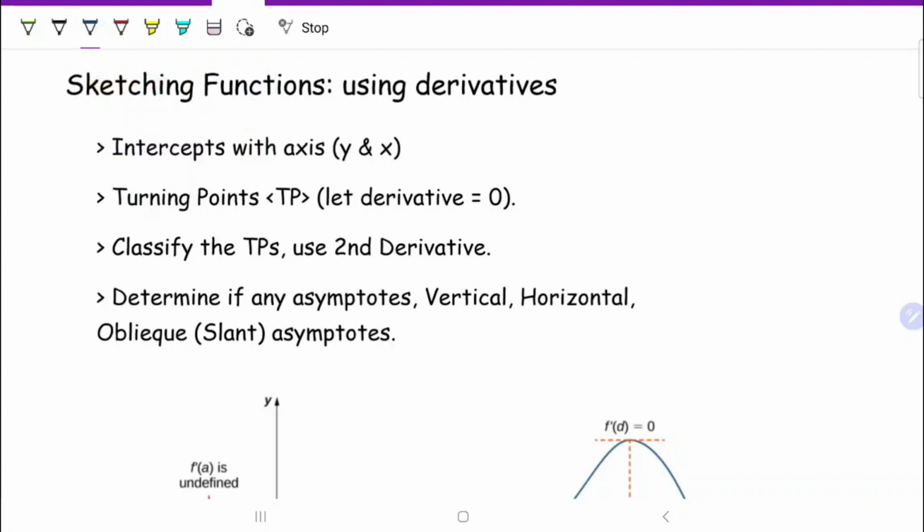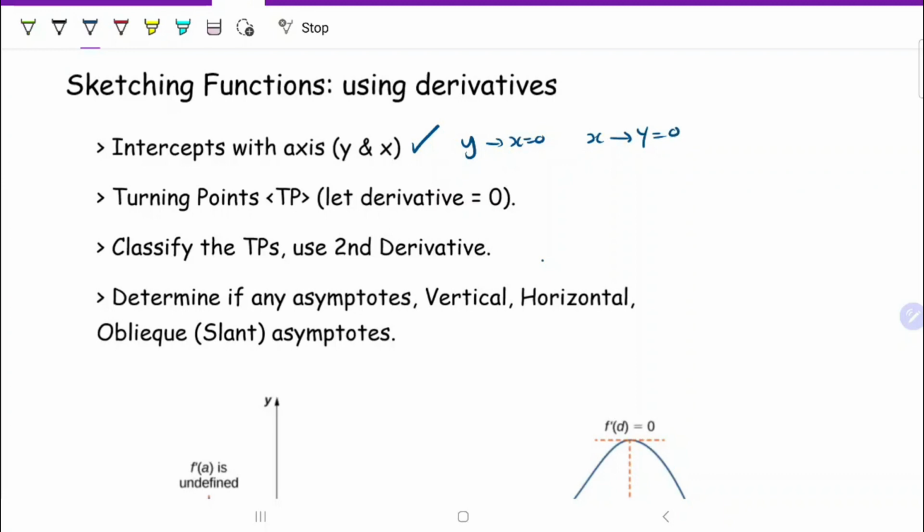So the first thing that I'd recommend that you do is to find the intercepts with the axes. Normally in our two-dimensional Cartesian plane, we've got the y and the x-intercept. And just remember that whenever you're finding the y-intercept, it's essentially where x is equal to 0, and whenever we're finding the x-intercept, it's essentially where y is equal to 0. And you just have to solve for the respective part.